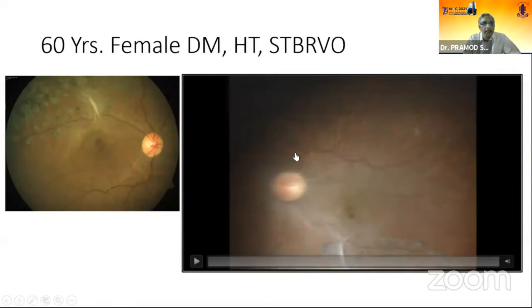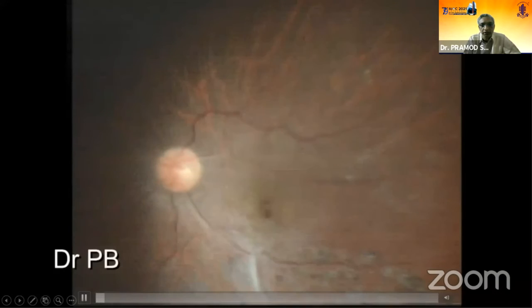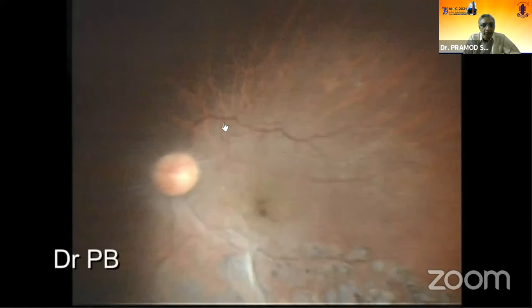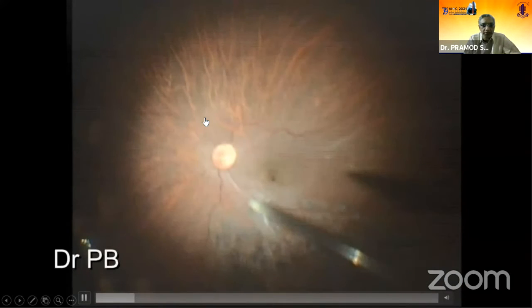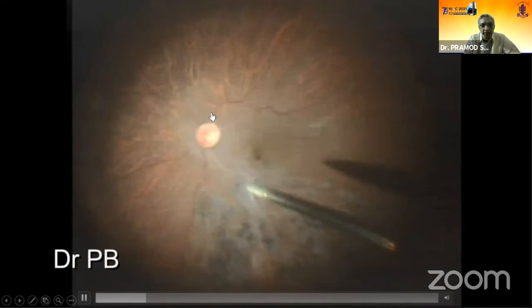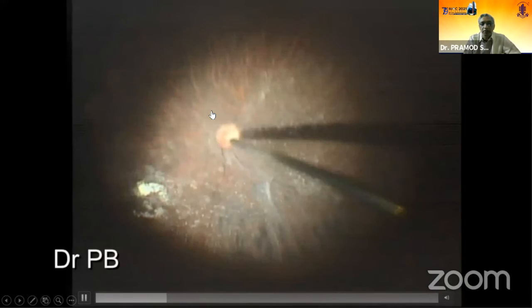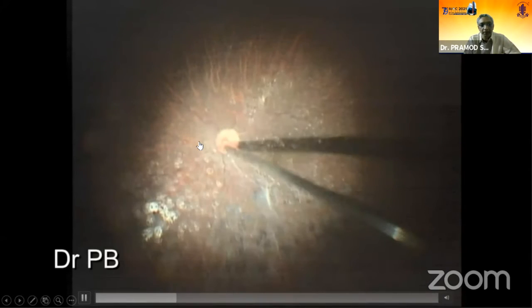This is another eye, a 60-year-old female, diabetic, hypertensive again, having a CME with obviously a traction component, and she had already had a laser. So again, the option was obviously vitrectomy. After the initial vitrectomy, Tricart was used to induce the PVD, and you realize there was no PVD, but lucky for me it came out very easily.